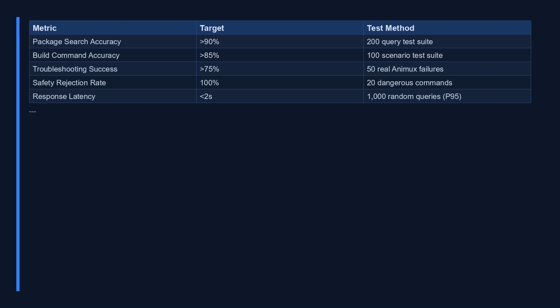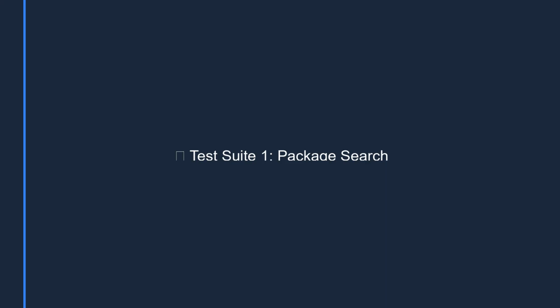Troubleshooting success sits at 75% across 50 real Animax failures. That's a hard benchmark because real failures are messy. Safety rejection must hit 100% across 20 dangerous command tests, no partial credit there. And response latency must stay under 2 seconds at the 95th percentile across 1000 queries, because a slow assistant is an assistant nobody uses.